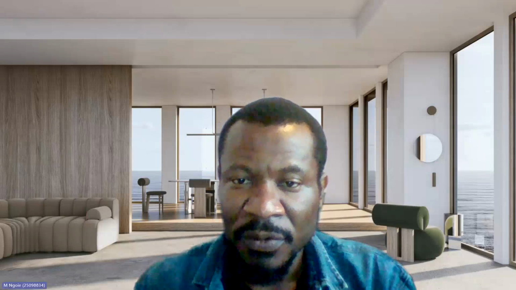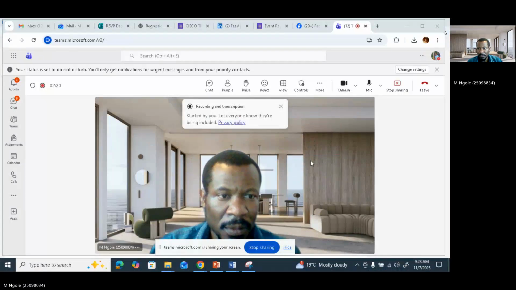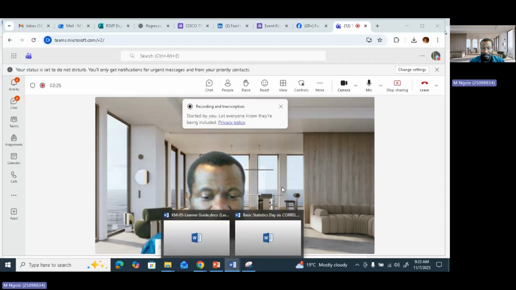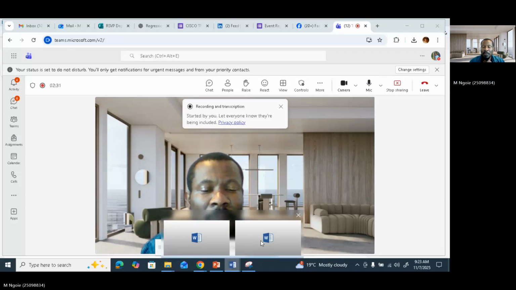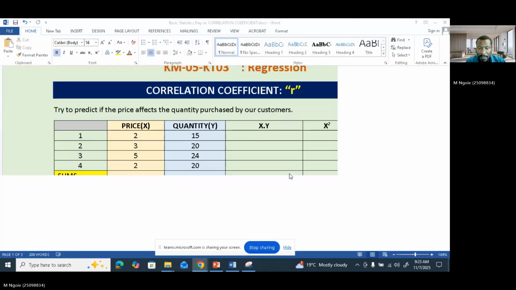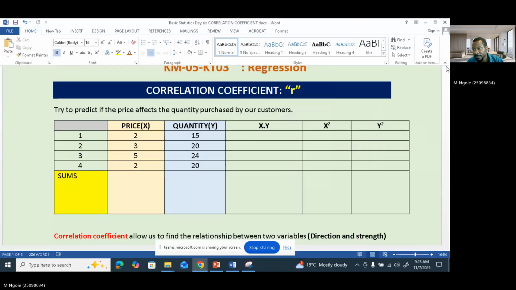A bit slow, I'm just trying to, okay. Just waiting for a few minutes. I think it's a bit slow. I'm sharing my screen, but it seems to be a bit slow. Yes, we are there.